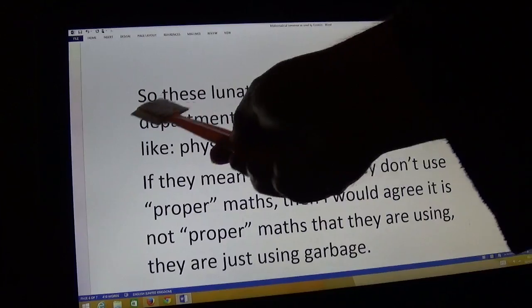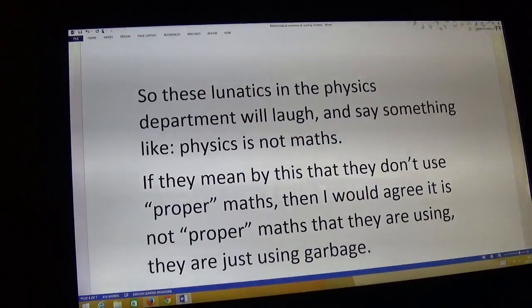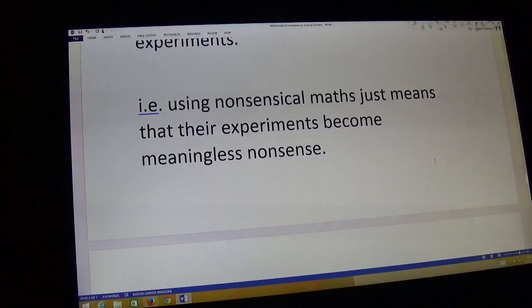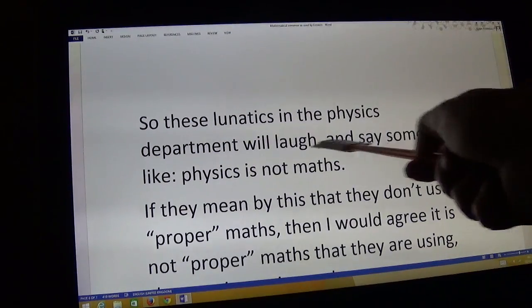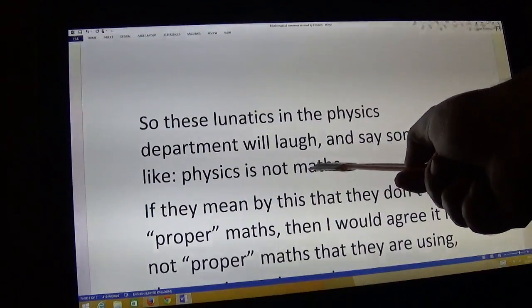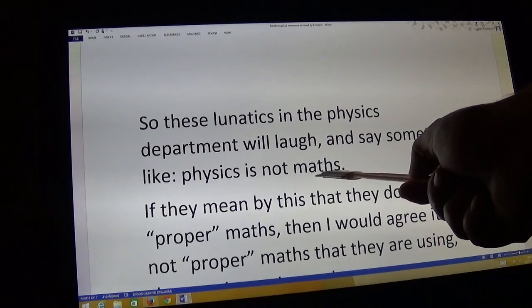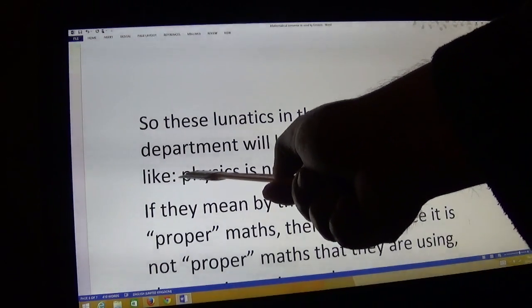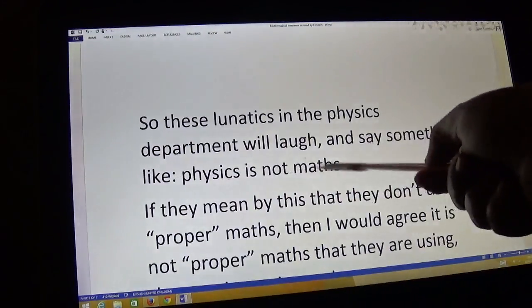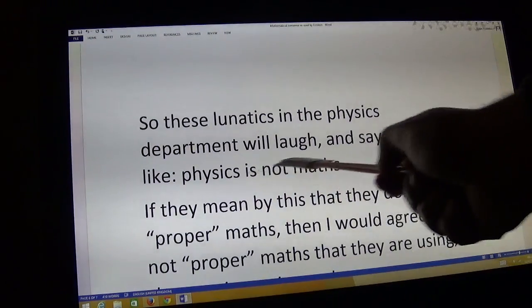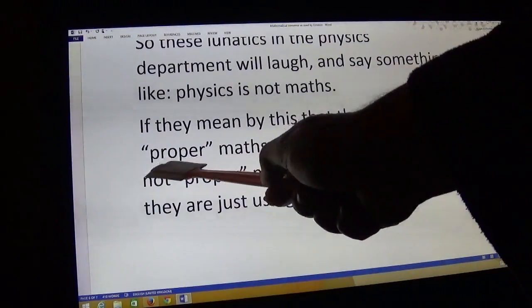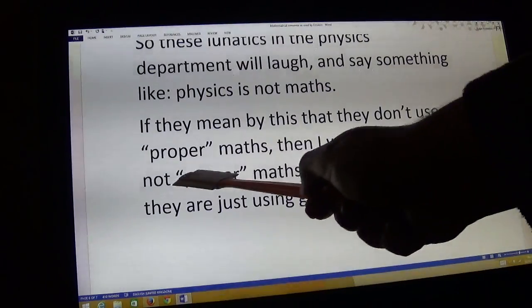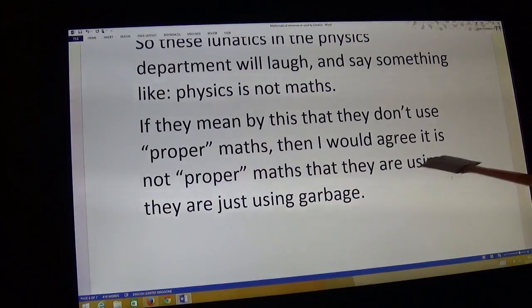Right, so these lunatics in the physics department will laugh. They will laugh at that. You point out to them they're talking nonsense and they will just laugh. Crazy laughter of lunatics. And they will say something like, physics is not maths. So they're prepared to accept nonsensical maths and say maths is not physics. Physics is not maths, they will say. So it doesn't matter that the maths is nonsense. If they mean by this that they don't use proper maths, then I would agree it is not proper maths that they are using. They're just using garbage.